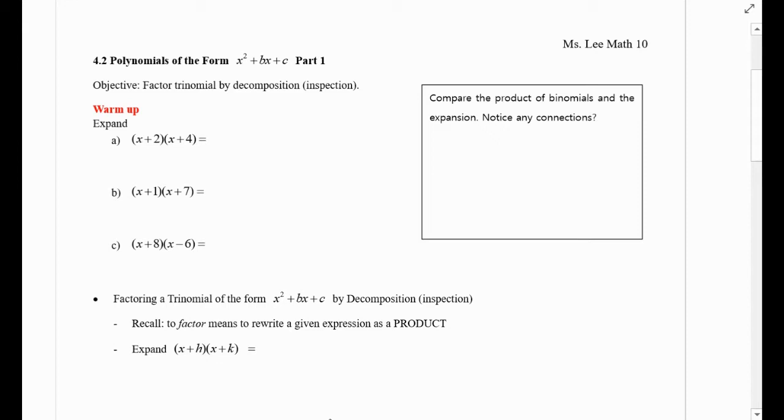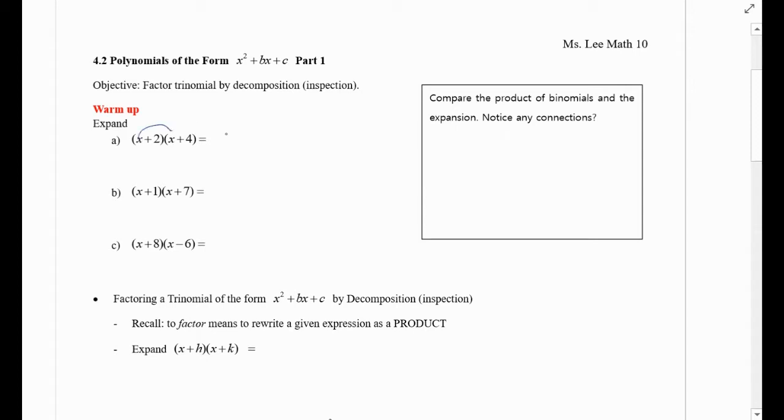Today we're going to learn how to factor a trinomial. Okay, so I want you to look at the warm-up question. Before we start factoring, we're going to practice expansion, right? Okay, so we use the FOIL method. So we have two binomials multiplying each other.